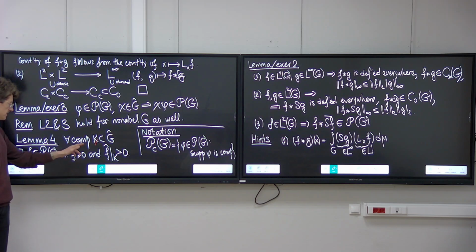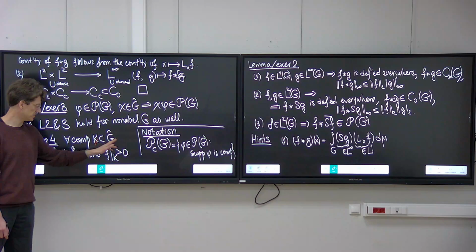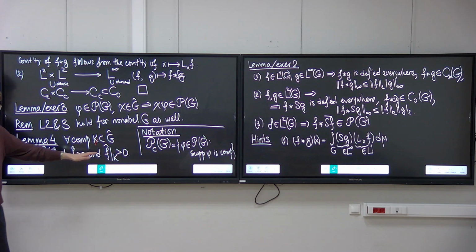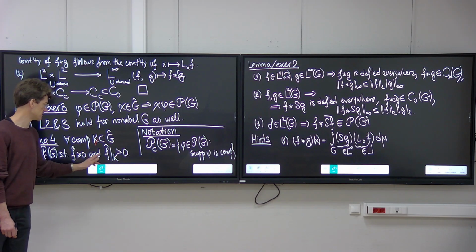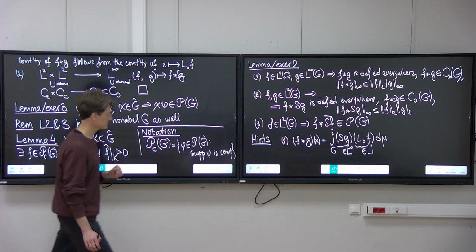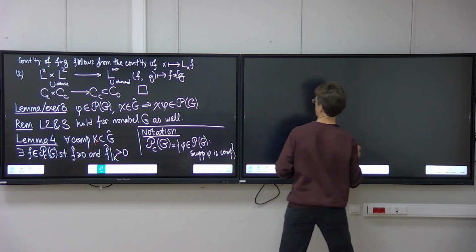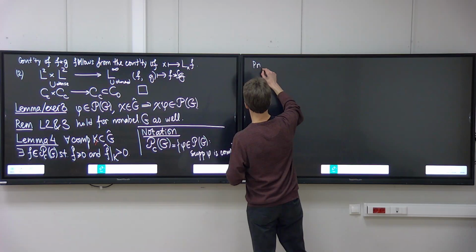In fact, the first inequality is not very surprising here. We will be able to easily deduce from the inversion formula that if f is any positive definite function, then its Fourier transform is always non-negative. So what is essential here, the crucial point, is that it will be strictly positive on K. So this is the main point of this lemma. Well, let's try to prove it.